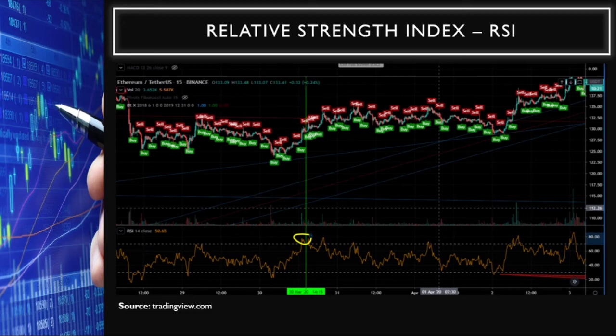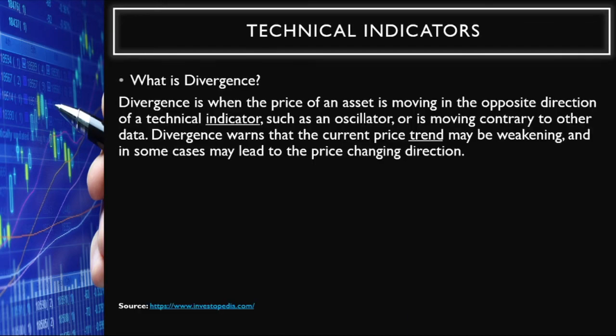Okay? So, this is the RSI with the price action. This is how it looks like. Now, kanina sabi natin ginagamit natin ang mga indicators na to together to confirm divergence. Later, we will show you how a divergence looks like. But before that, let's define what a divergence is. Divergence is when the price of an asset is moving in the opposite direction of a technical indicator, such as an oscillator like MACD, or is moving contrary to other data. Divergence warns that the current price trend may be weakening.